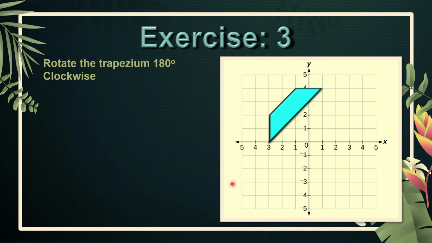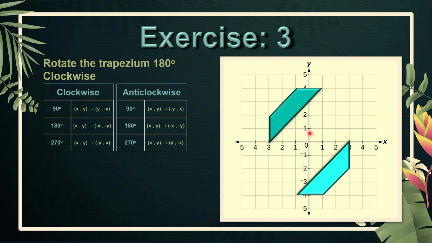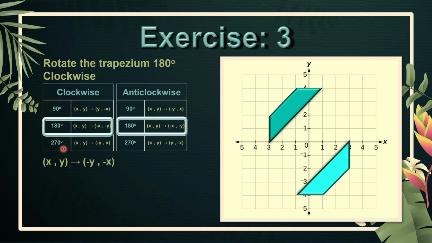Exercise 3. We rotate this trapezium 180 degrees clockwise. Please, clockwise or anti-clockwise, both will be the same. No rules will change. It will only affect the direction of rotation. Okay, so this is the shape after the rotation, and this is the shape before the rotation. Okay, let's see what happens. It's 180. It's the same in both. You will negate both the x and y, and we will not replace anything with each other. Okay, let's start. This is the rule here.